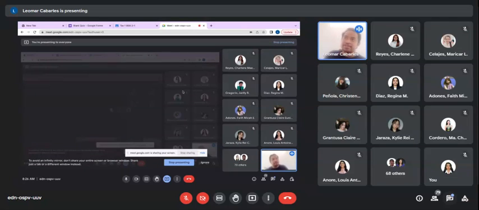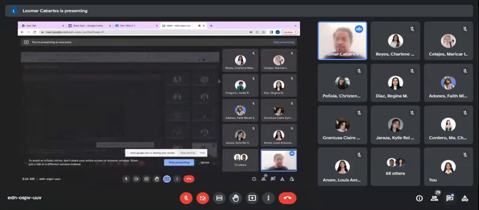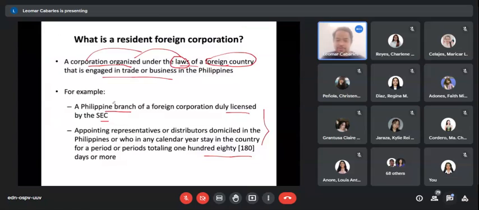But to determine whether it's resident or not, tignan mo lang kung engaged siya in trade or business in the Philippines. If it is so, then that is resident. Like having a branch in the Philippines or having a representative or distributor na nasa Pilipinas. Or they have stayed, no, for a period totaling at least 180 days in the country.